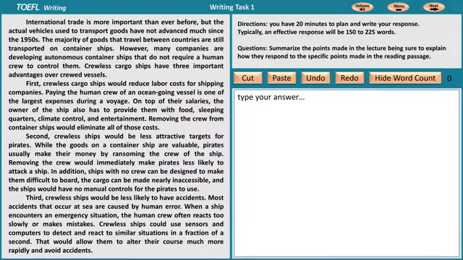Summarize the points made in the lecture, being sure to explain how they respond to the specific points made in the reading passage.